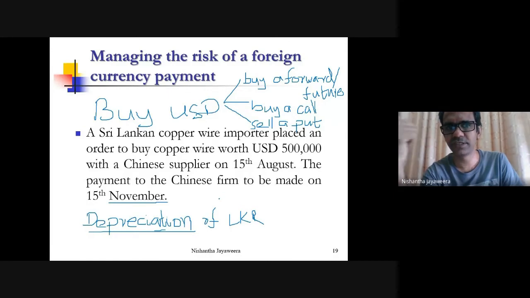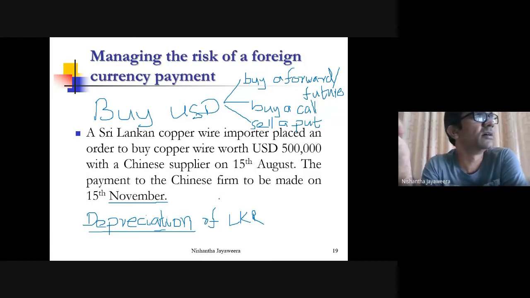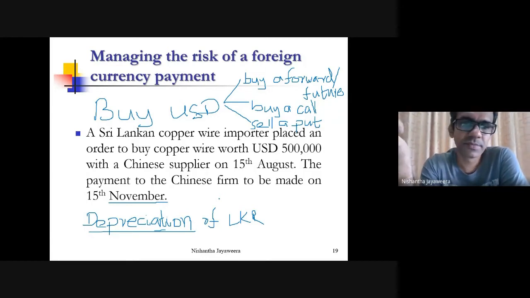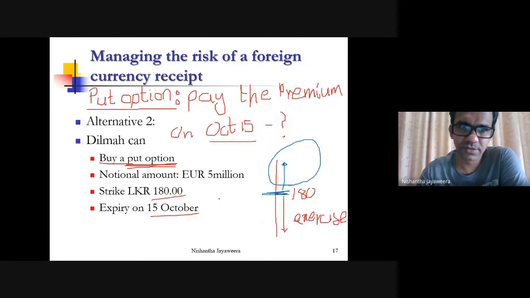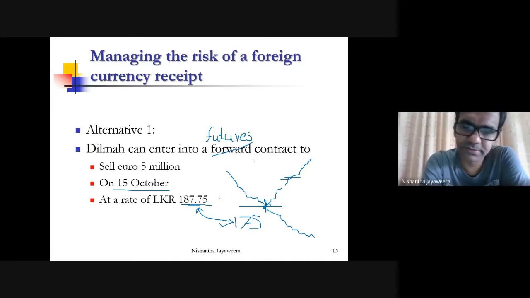When we do a forward contract, whenever we do an option contract, especially when you buy an option contract, when you sell an option contract, it is again not there. Especially in the first two alternatives. Alternative 2, buy a put option. Alternative 1, sell. So you get the translation risk? Not that.